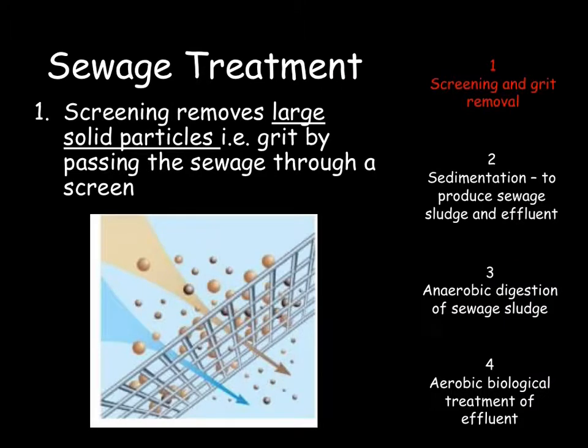Well, first of all, we need to carry out filtration. This is done via the process of screening. This removes any large solid particles, for example grit, by passing the sewage through a screen. This also removes any large bits of material, for example twigs or plastic bags.